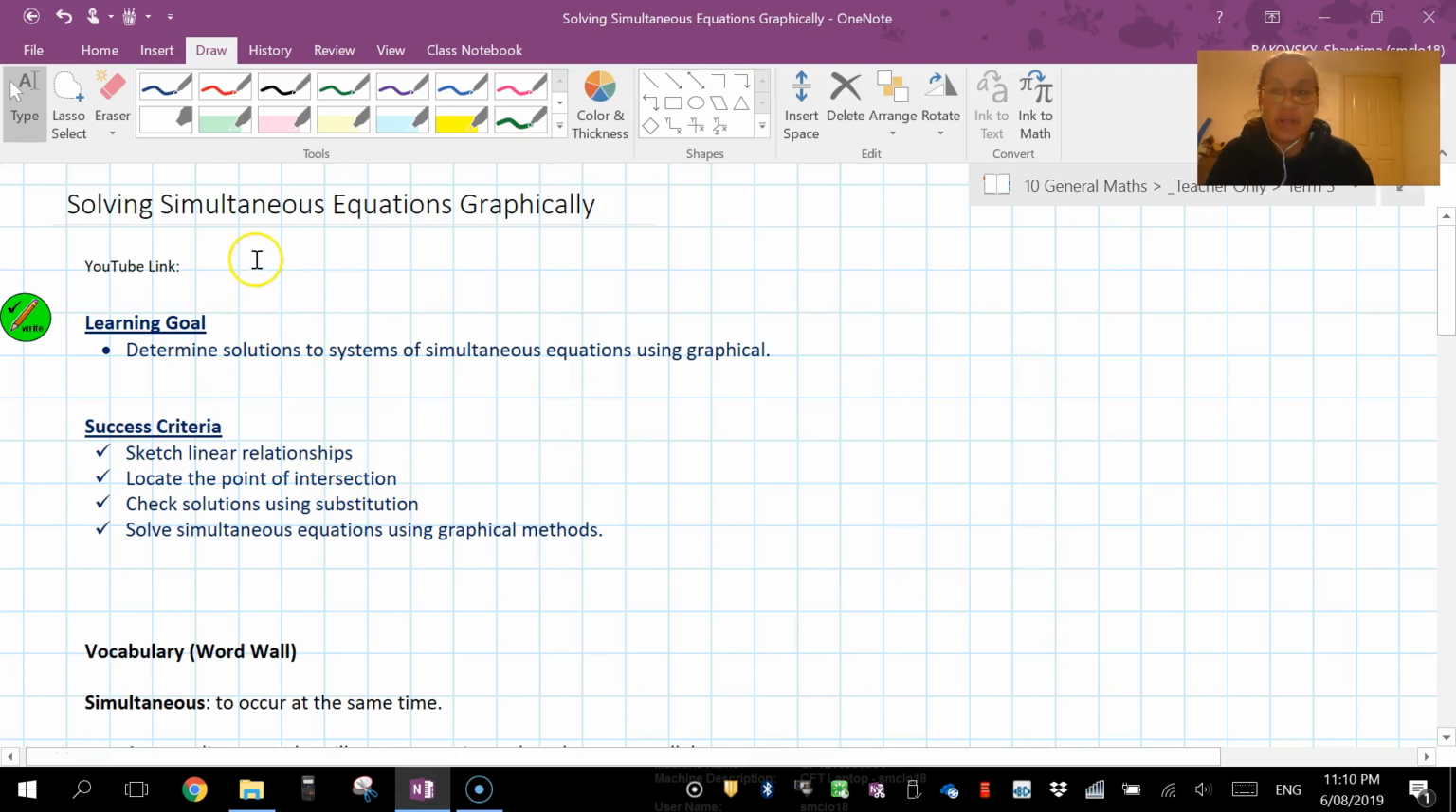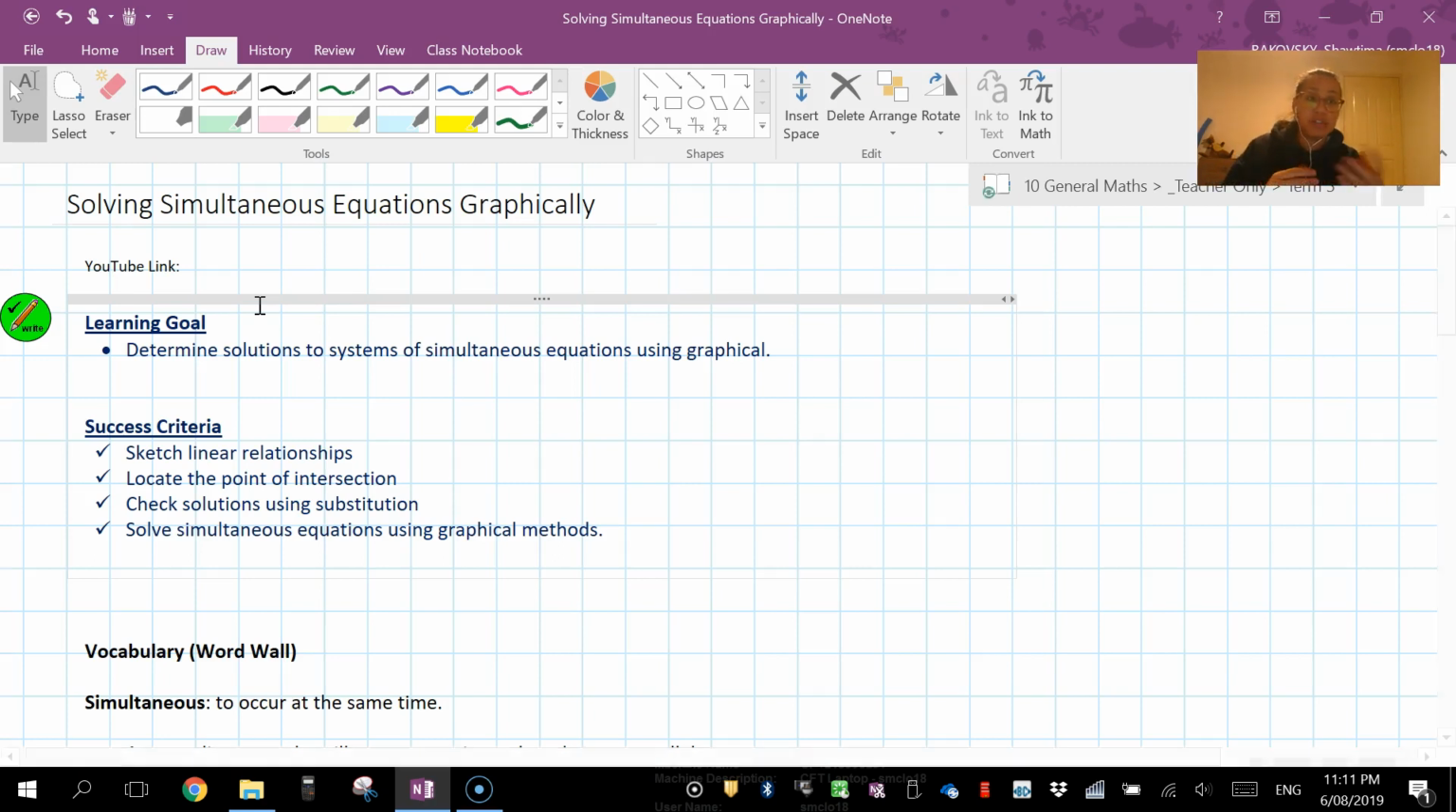Hey everyone, in this video we're looking at the start of solving simultaneous equations, and we're going to look at doing that graphically first. So you should be able to now sketch, which means using your gradient intercept method. So graph some lines, put the y-intercept on, rise over run, that song, and then you're going to locate a point of intersection, so where two lines cross and meet each other, and then you're going to check by substitution. So that's essentially what we're doing in this video.